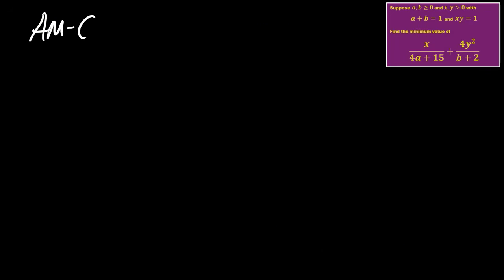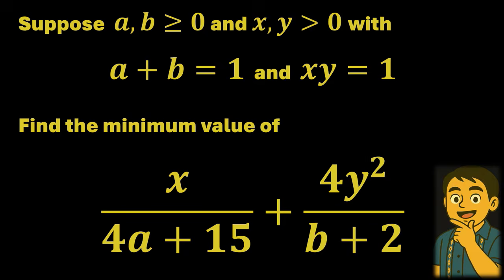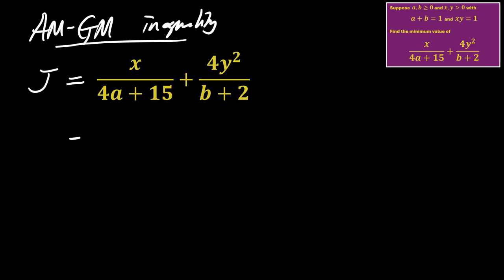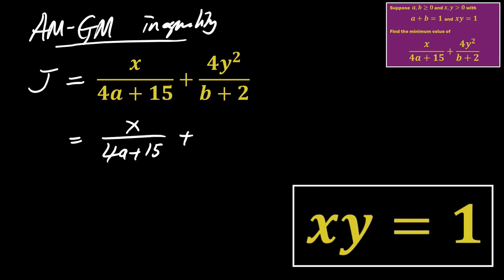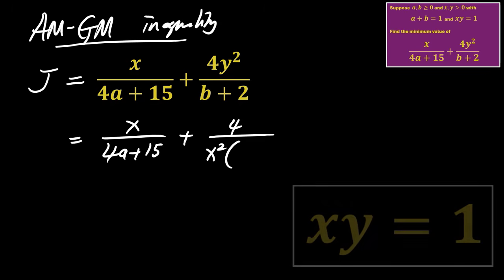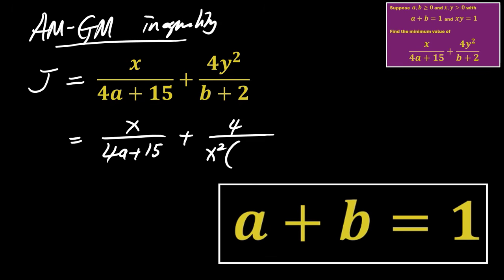First, we'll try to look at it using AM-GM inequality. First of all, we write J as the expression as given here, without the first term, x over 4a plus 15. For the second term, since xy equals 1, 4y squared becomes 4 over x squared. Since a plus b equals 1, b plus 2 becomes 3 minus a.